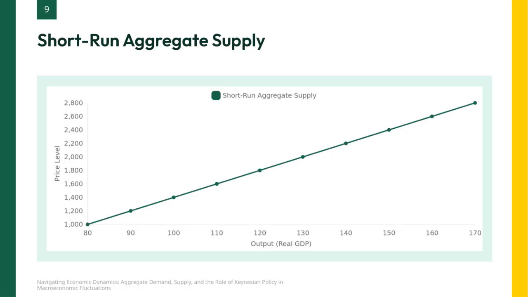Here we have the short-run aggregate supply curve, which shows the relationship between the price level and the output, or real GDP, in the short term. As output increases from 80 to 170, we can see the price level rising from 1,000 to 2,800. This upward slope indicates that as the economy produces more goods and services, prices tend to increase. This happens because higher production often leads to increased costs for businesses, which then push prices up. Understanding this curve is essential because it helps explain how supply responds to changes in the overall price level in the short run, influencing inflation and economic growth.